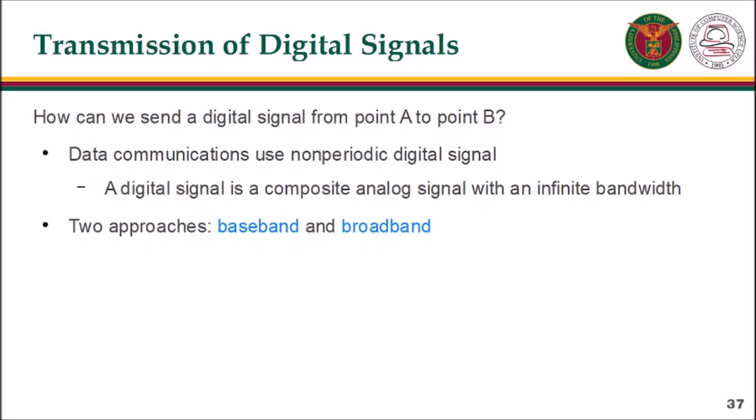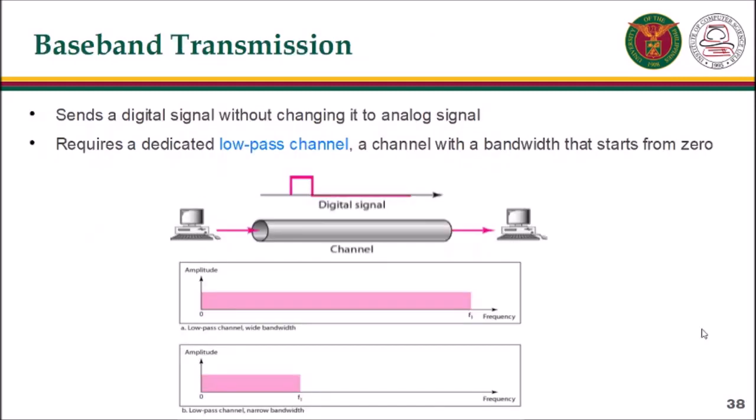How can we send a digital signal from point A to point B? Data communications use non-periodic digital signals. A digital signal is a composite analog signal with an infinite bandwidth. There are two approaches, baseband and broadband. Baseband transmission means sending a digital signal over a channel without changing the digital signal to an analog signal. Baseband transmission requires that we have a low-pass channel, a channel with a bandwidth that starts from 0. This is the case if you have a dedicated medium with a bandwidth constituting only one channel.